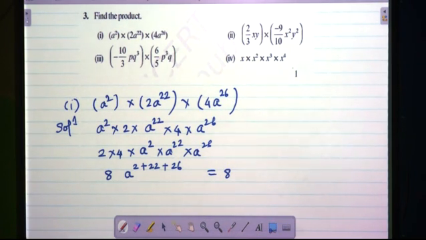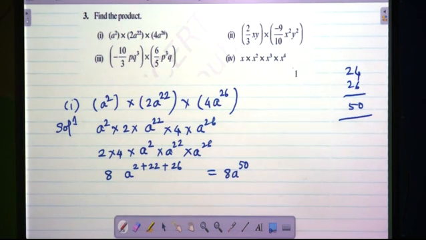We have to add this: 2 plus 22 is 24. 24 plus 26, how much does it become? It becomes 50. Purposely I have calculated here in the rough column. 6 plus 4 is 10, carry 1, 2 plus 2 is 4, plus 1 is 5. So 8a raised to 50 is the answer of the first product.